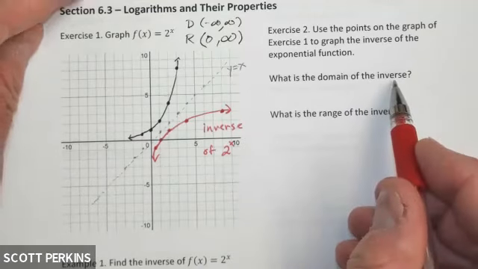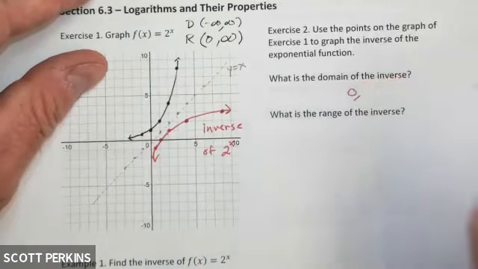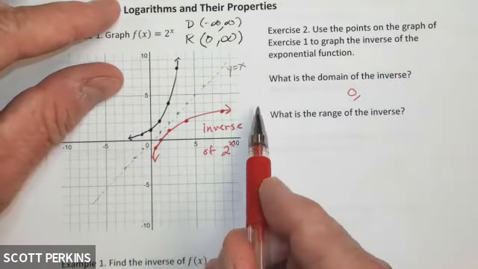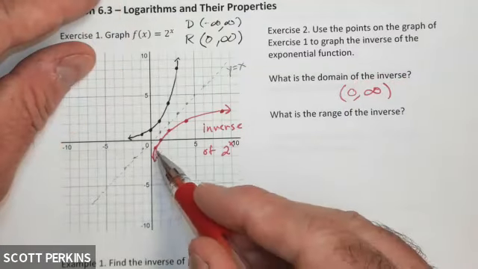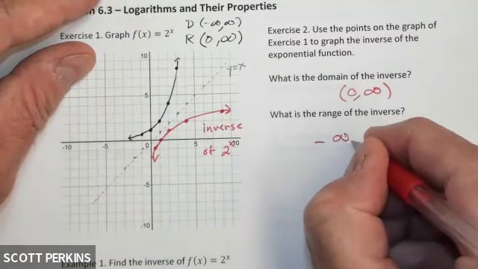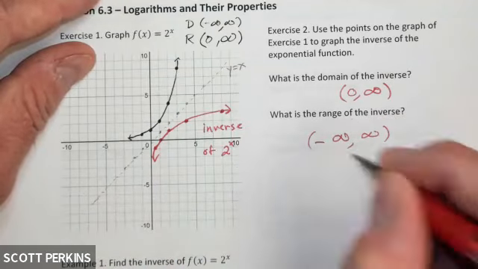So now, what's the domain of the inverse? Well, I can see here that the lowest x value is going to be 0, and this goes to the right very fast, so it goes to infinity. And then the range of the inverse, it's going to go down really fast forever and ever, and it goes up slow, but it's eventually going to get to infinity.